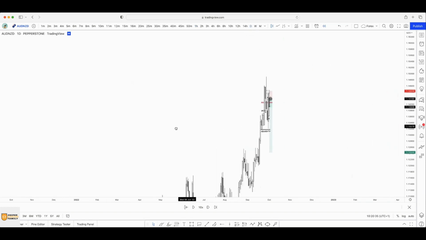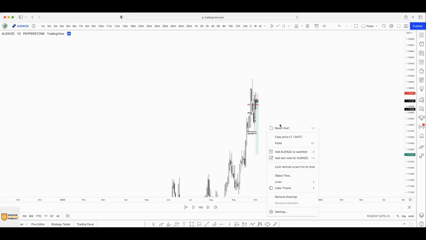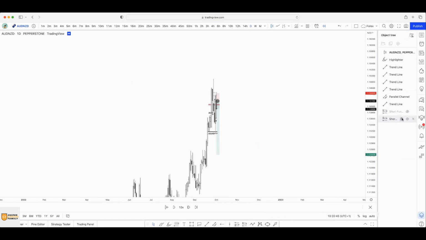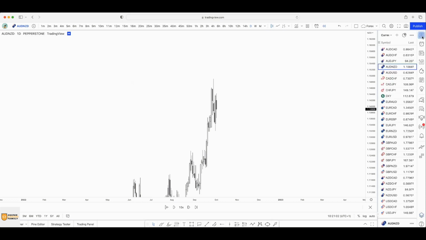Right. So quickly, let's use the object tree. Just remove all of these. Let me just lock this in. Okay, and then I'm going to remove all of these. Then we're going to unhide them later.